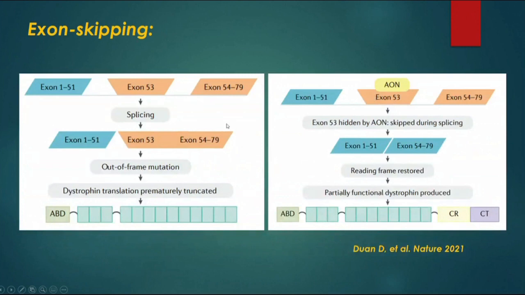This diagram depicts how it works. So suppose there is some mutation before, like exon 53, that is causing it to be out of frame from 53. So when the splicing happens, the protein will not be translated and it will be prematurely truncated. So the antisense oligonucleotide binds to the exon 53 here, and this exon is skipped during the splicing, so the 51 will bind to 54 directly, and the reading frame will be restored, and partially functional dystrophin will be produced.